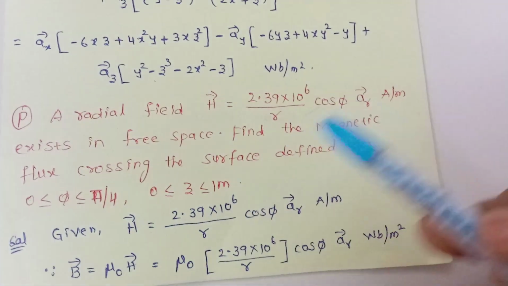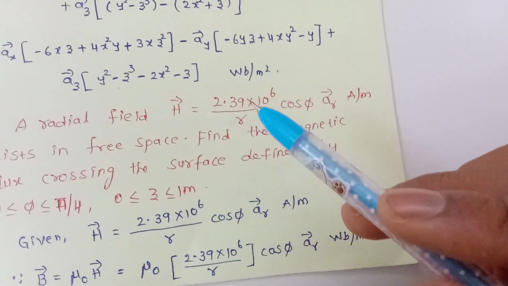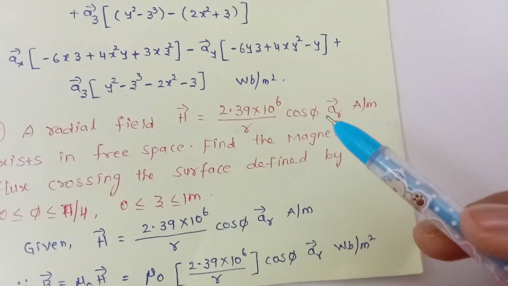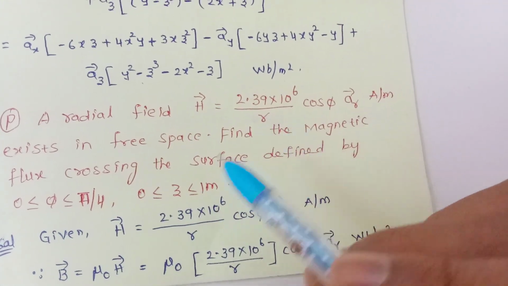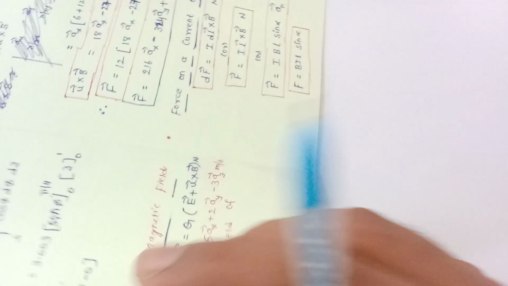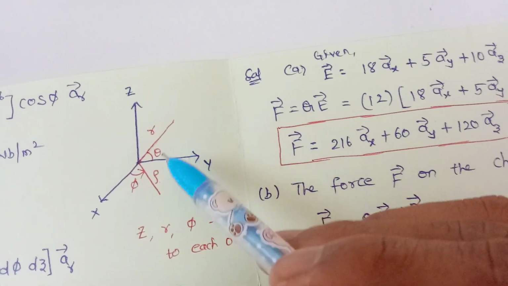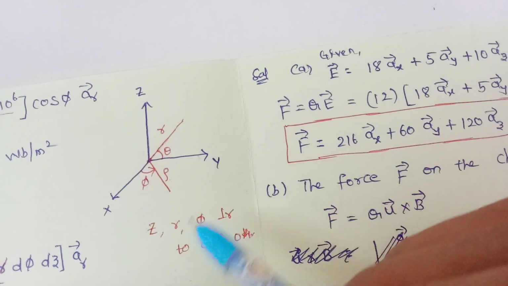Very interesting point. Observe that the magnetic field intensity is given in the spherical coordinate system. Is it clear? But the surface is given as phi and z, but don't be confused. We have seen the relationship between z, r and phi. Z, r and phi are mutually perpendicular to each other. Is it clear? That's why we are able to determine this.